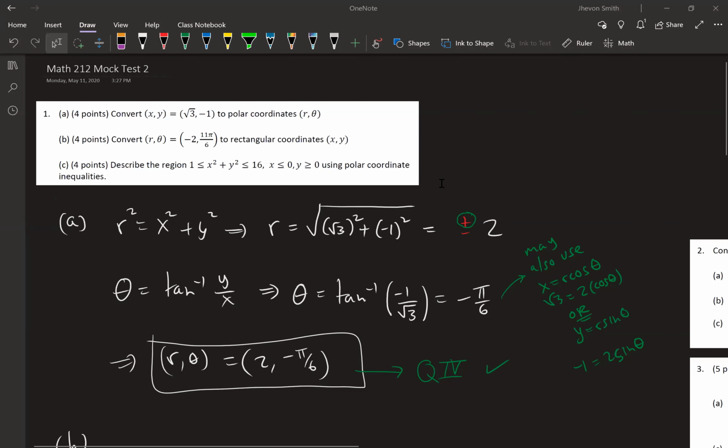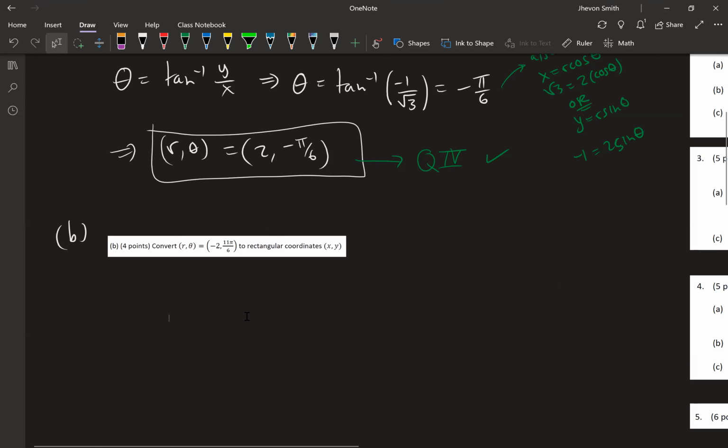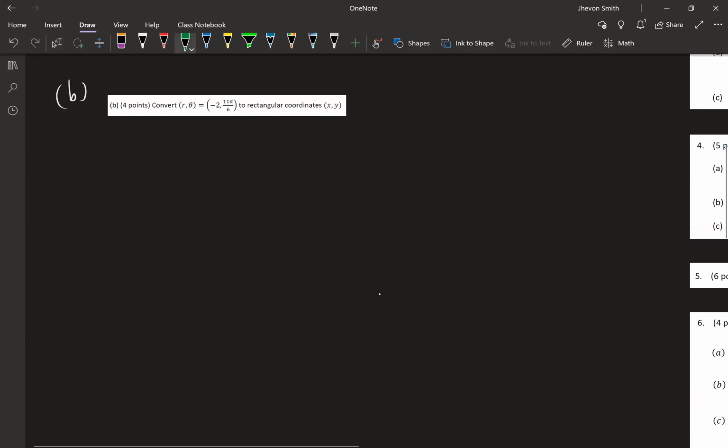All right, so for B, let's actually go through that. We have to convert that to rectangular coordinates. And here you would just use the other set of equations. So your x is equal to r cosine theta. So this is -2 cosine 11 pi over 6. Now 11 pi over 6 is in the fourth quadrant. And so all students take calculus, you'd realize that the cosine is positive there. So it's going to be the positive value of cosine pi over 6. We know that cosine pi over 6 is radical 3 over 2. So this is minus radical 3.